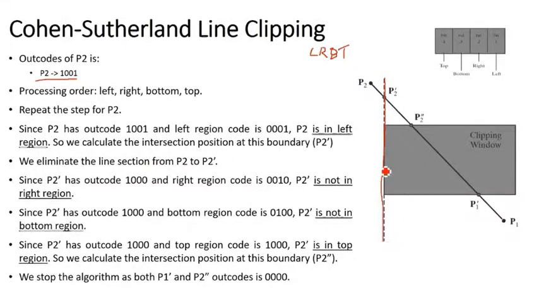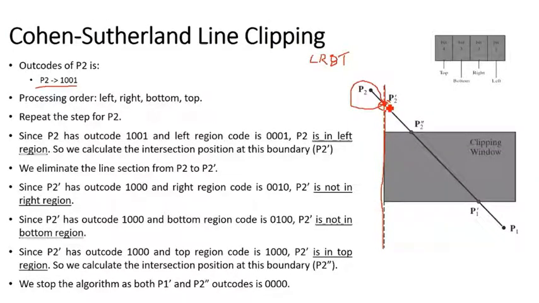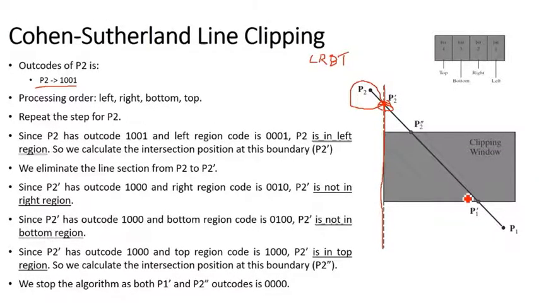So I calculate this intersection point. I call it P2 dash. Now I calculate the P2 dash outcode. The line that I will consider now, P2 to P2 dash, will be eliminated. The line that I will be considering now would be P2 dash to P1 dash.